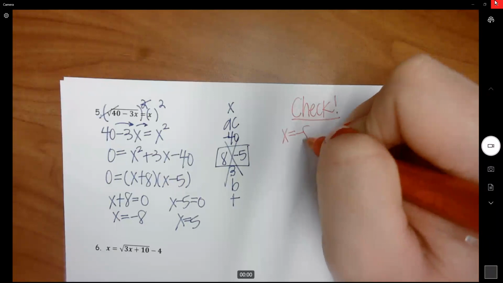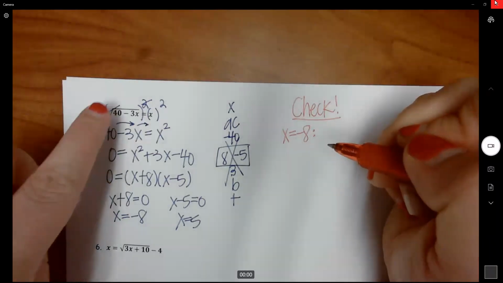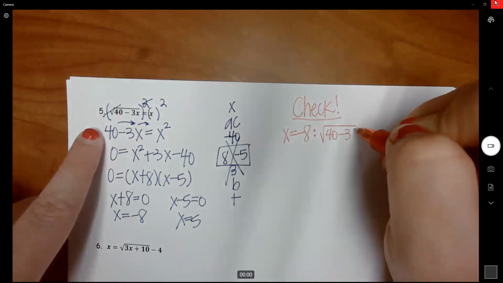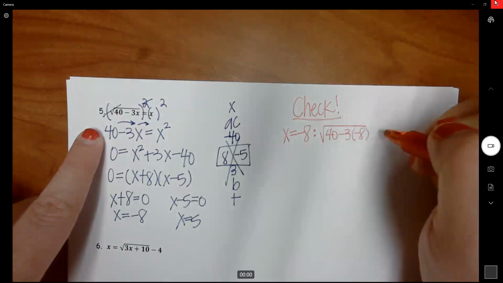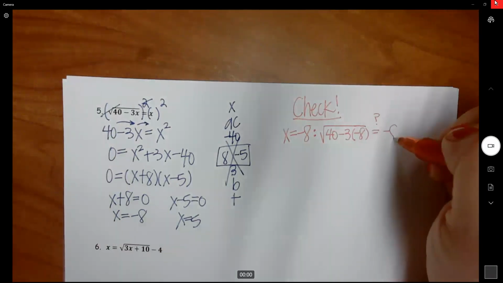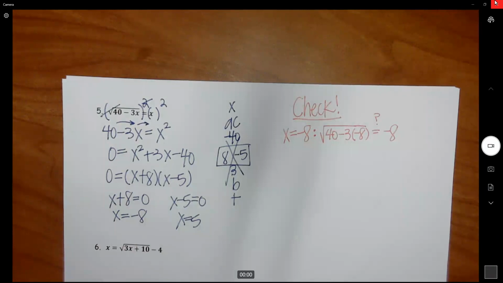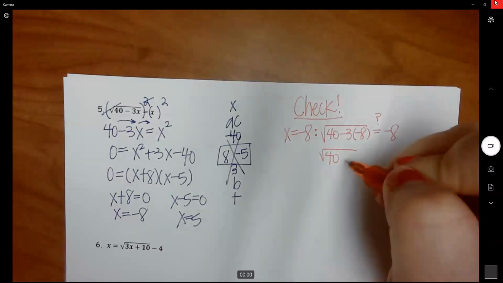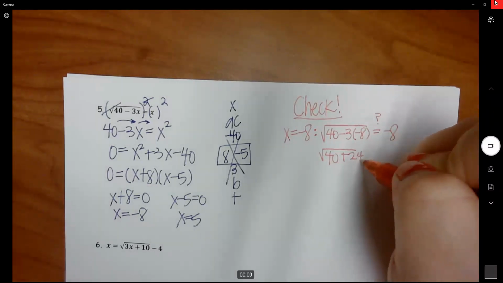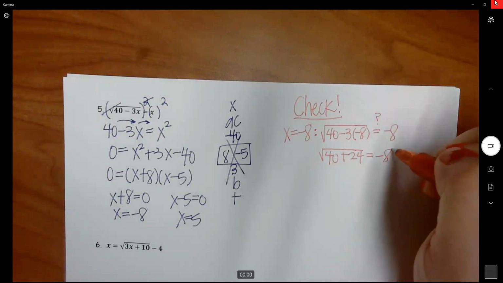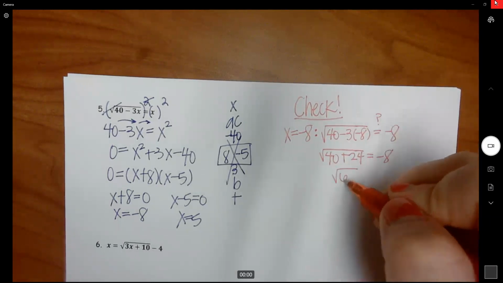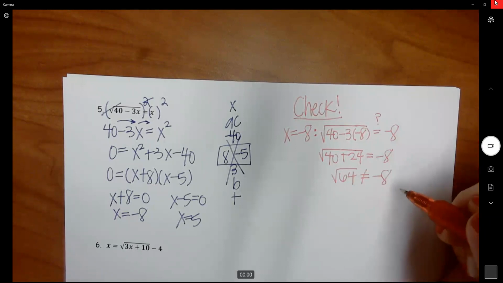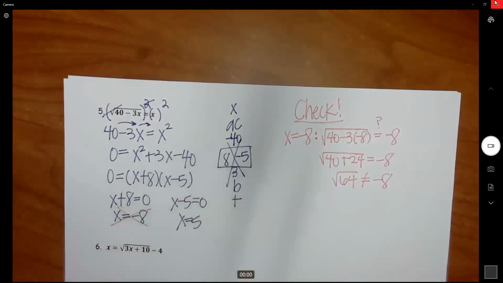When x equals -8, plug it into both of your x's here in the original. We get the square root of 40 minus 3 times -8. And I am wanting to know, does that equal -8? So we get 40 plus 24. And that's going to give me 64. And the square root of 64 does not equal -8. So that is not a solution.